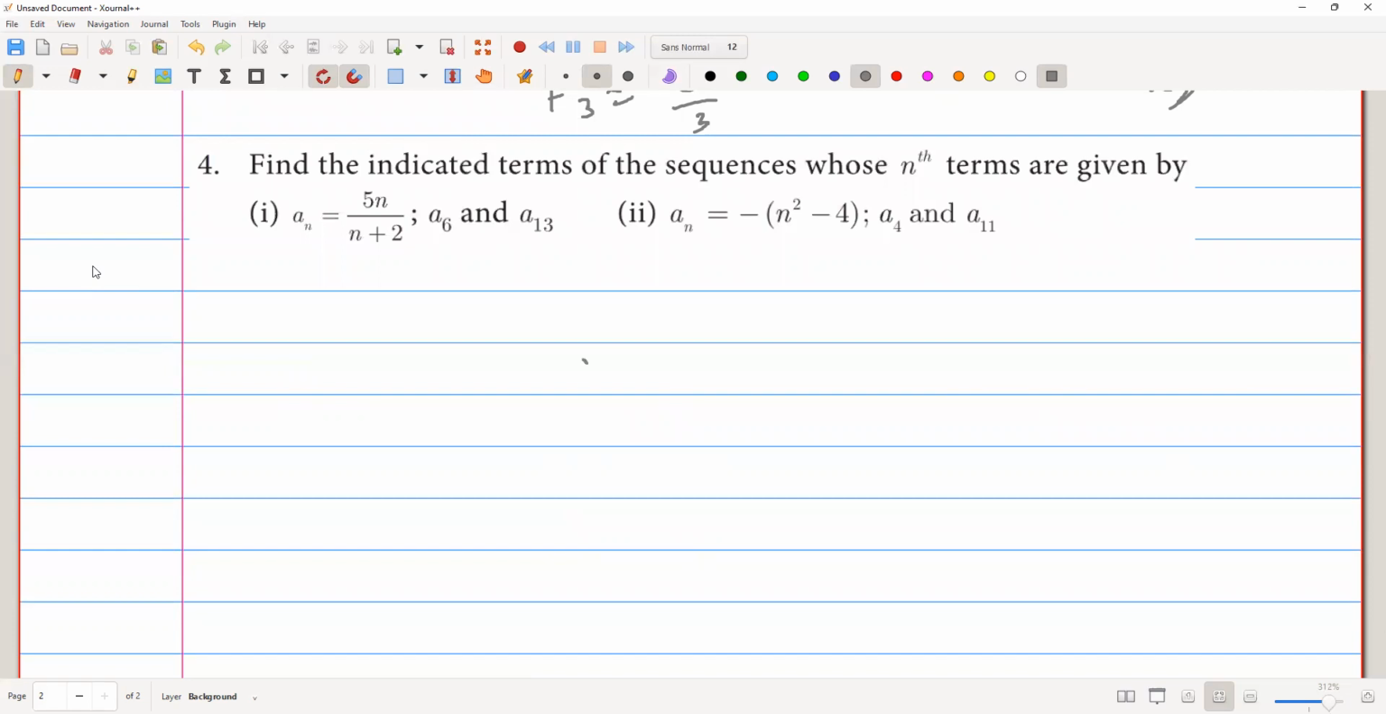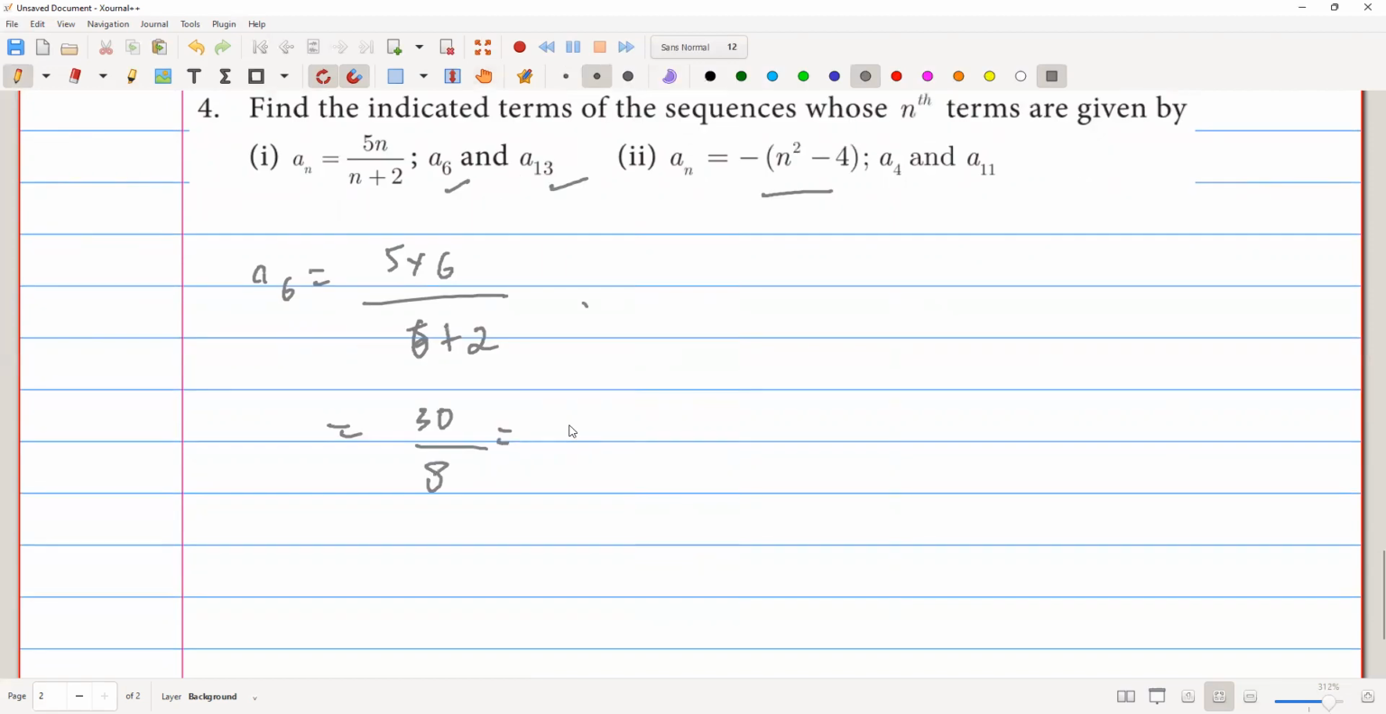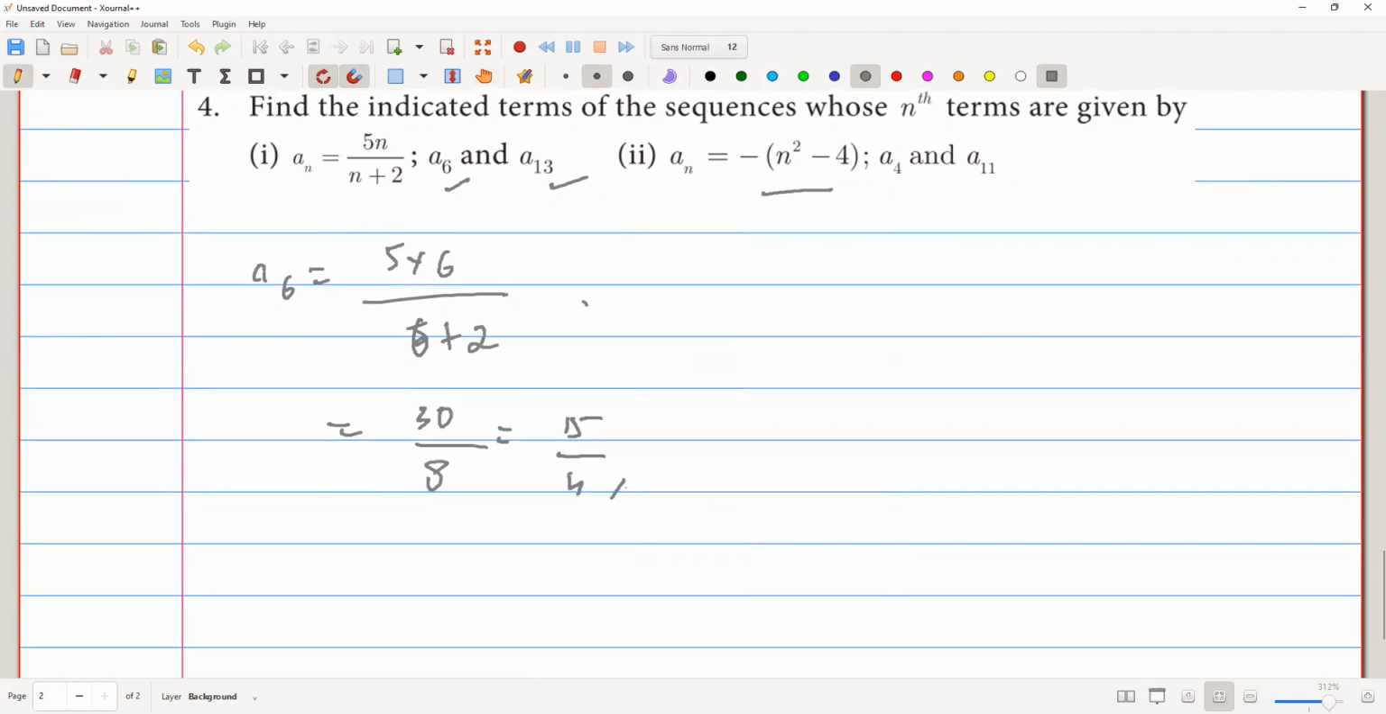Okay, an equal to 5n divided by n plus 2. Find A6 and A13. Then an equal to this one, find A4 and A11. So A6 equal to 5 into 6 divided by 6 plus 2. So 30 by 8, 15 by 4.